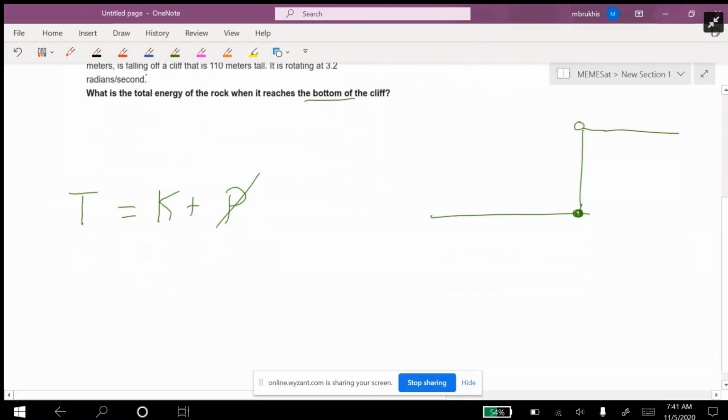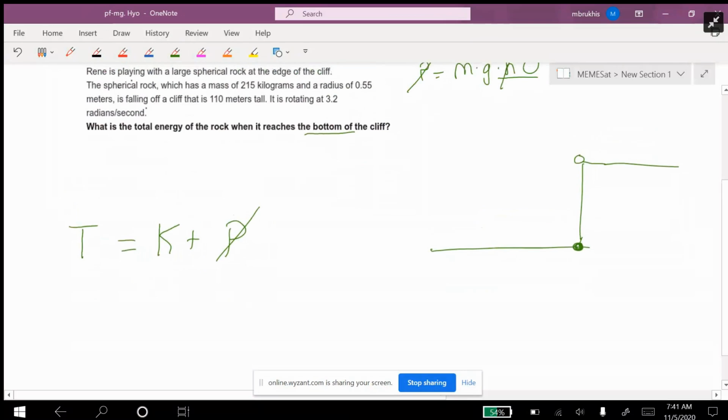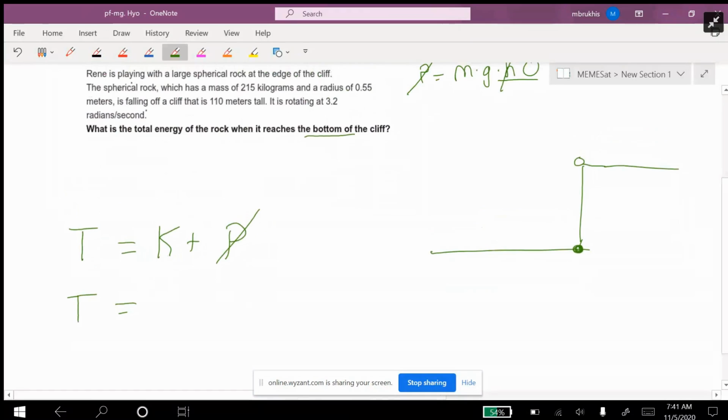Well, we have two types of energy. Sorry, let me repeat that. Total energy is equal to the total kinetic energy. So what is the kinetic energy?